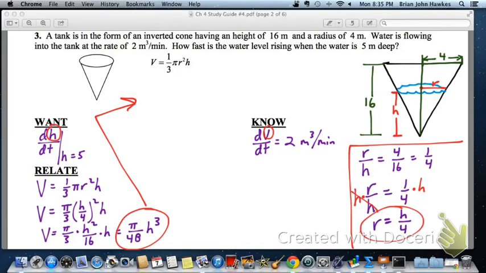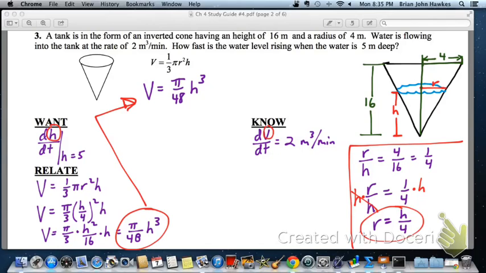Okay, so let's do our work way up here. I'll rewrite that. Volume equals pi over 48 h cubed. Now, this is probably obvious too, but I thought I'd state it anyway. This is not always going to be the volume of a cone. It's only the volume of a cone that has a radius of 4 and a height of 16.